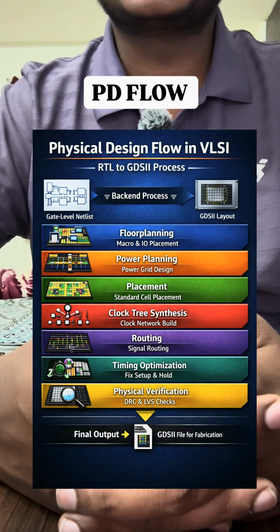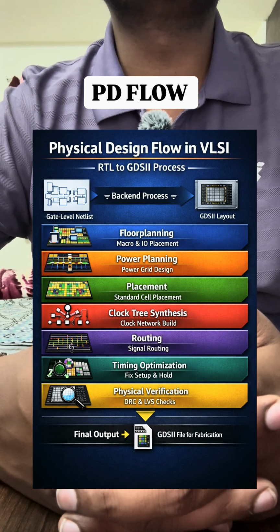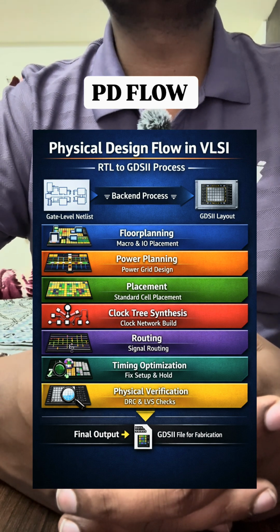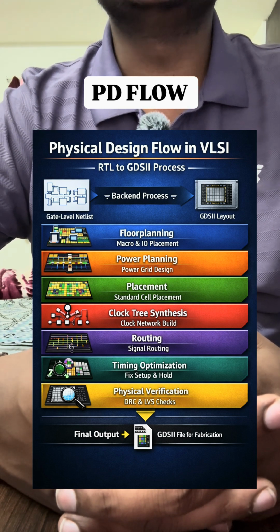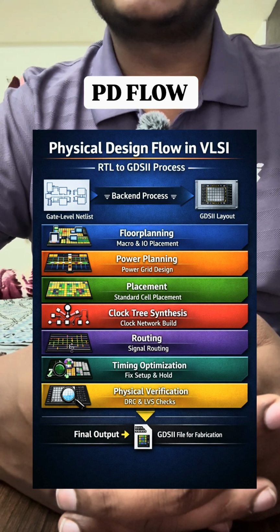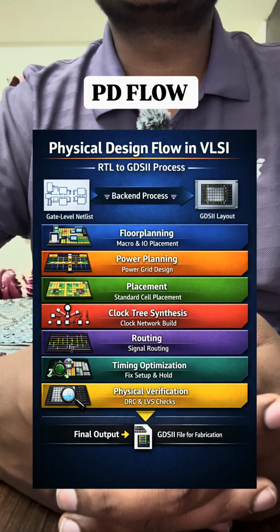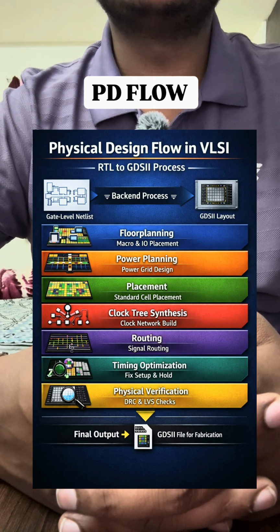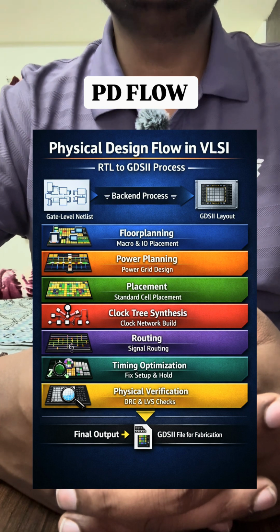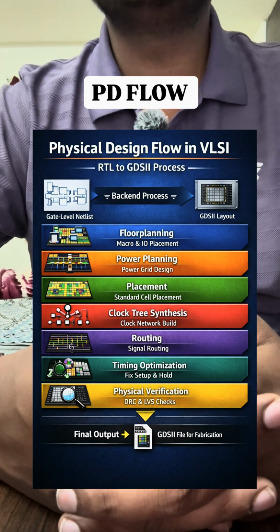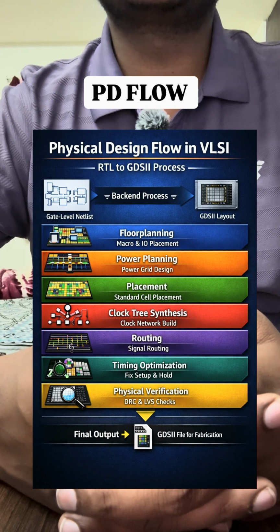After routing, timing closure and optimization are performed to fix the setup and hold violations using techniques like buffer insertion, cell resizing, or ECOs. Finally, once the timing is closed, we go for physical verification and sign-off checks such as DRC, LVS, antenna checks, and IR and EM analysis. Once all checks are clean, the final GDS file is generated and that GDS is sent to fabrication.